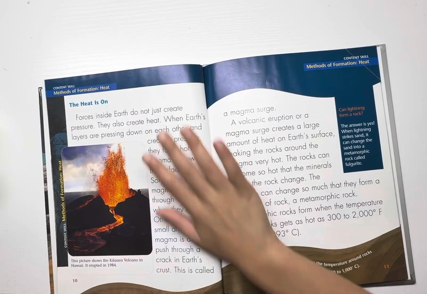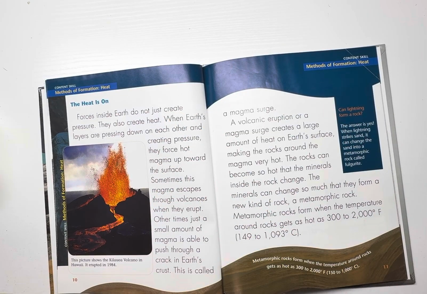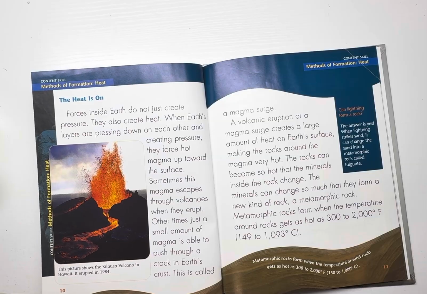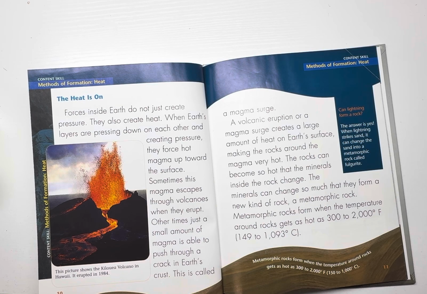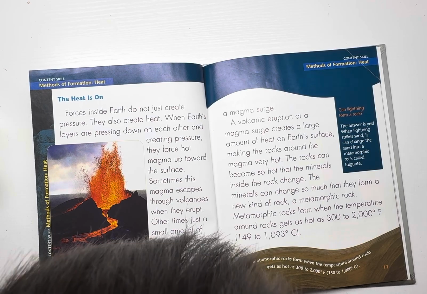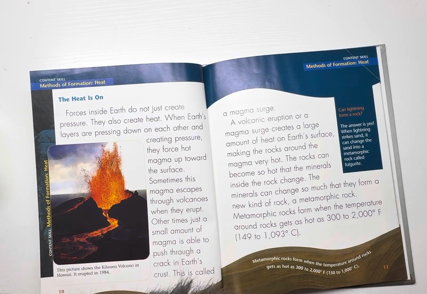Methods of formation. Heat. The heat is on. Forces inside Earth do not just create pressure, they also create heat. When Earth's layers are pressing down on each other and creating pressure, they force hot magma up toward the surface. Sometimes this magma escapes through volcanoes when they erupt. Other times, just a small amount of magma is able to push through a crack in Earth's crust. This is called a magma surge.